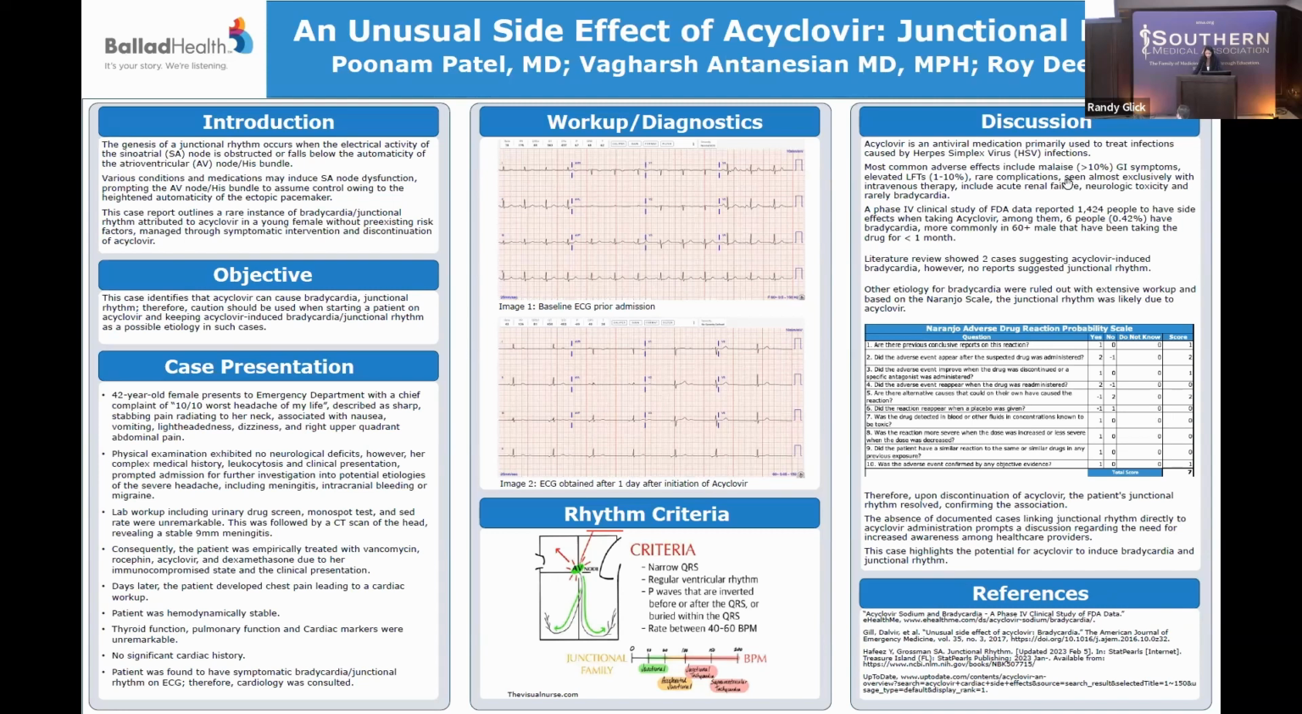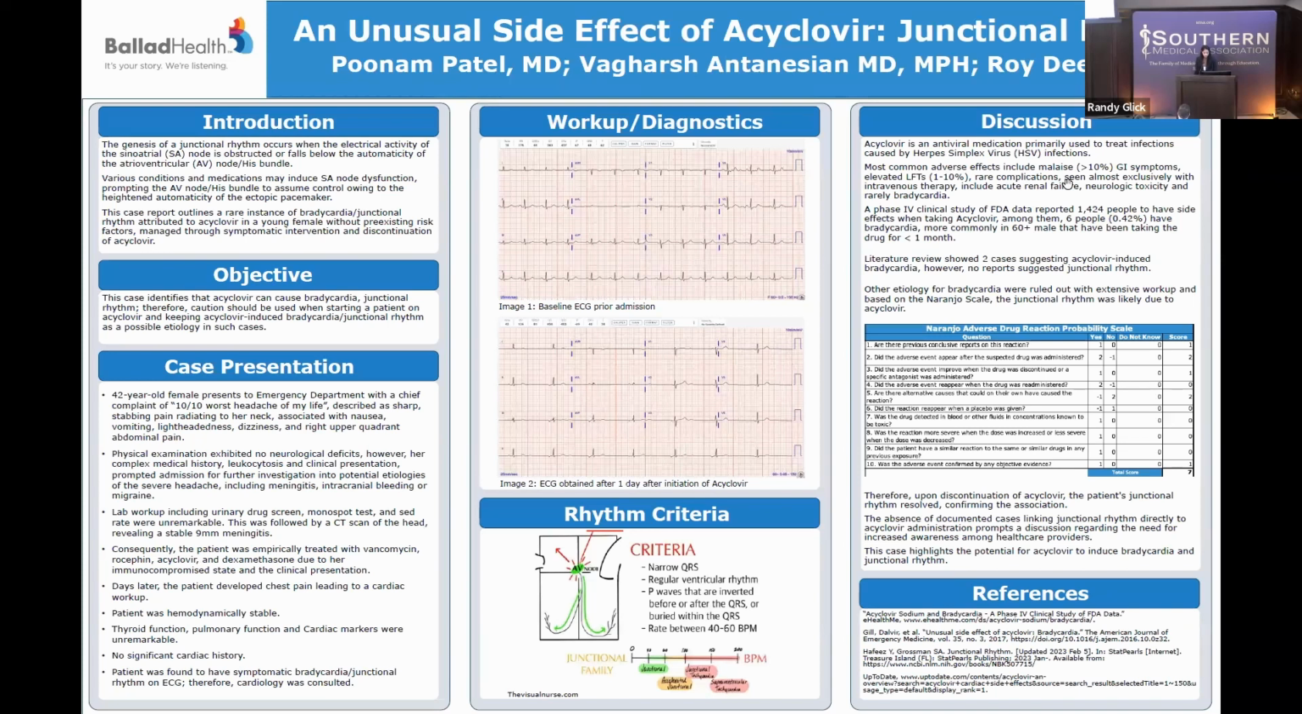So let's begin by discussing acyclovir, which is a well-known antiviral agent primarily used for treatment of herpes simplex virus infections. While generally considered safe, it is crucial to acknowledge the potential for adverse effects. Commonly reported side effects include malaise, GI symptoms, and elevated transaminases. However, more severe complications, although rare, can occur with IV administration, such as acute renal failure and neurotoxicity. Among these adverse effects, sporadic cases of bradycardia have been reported.